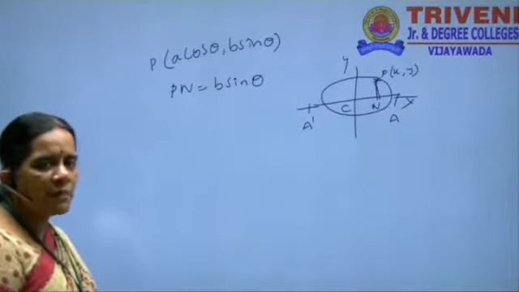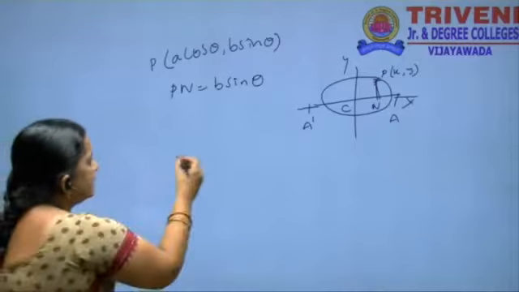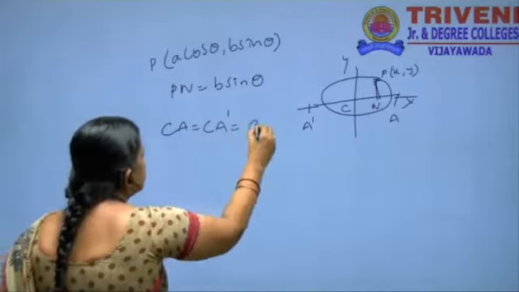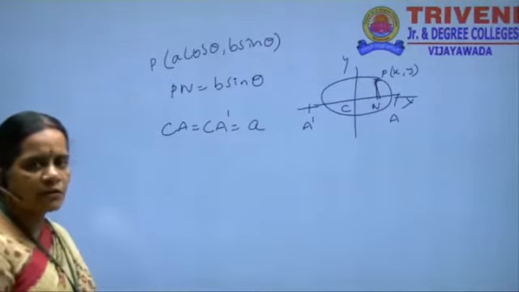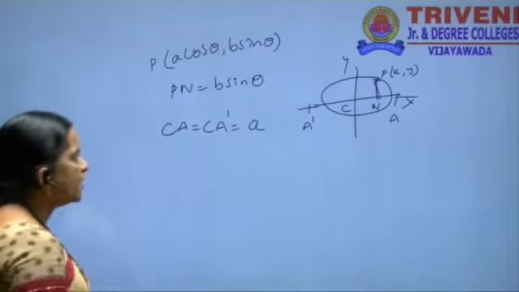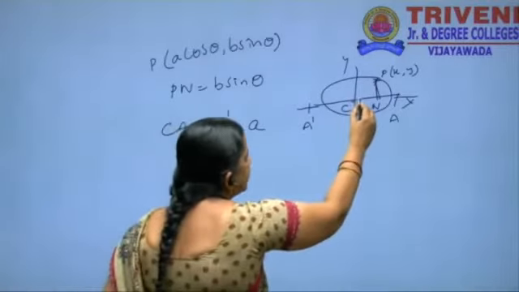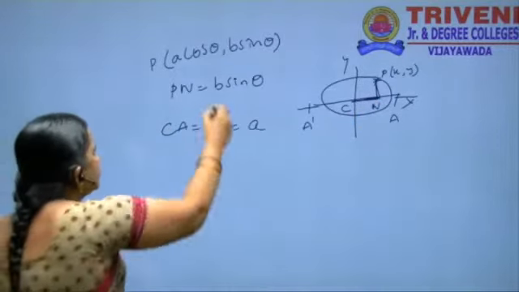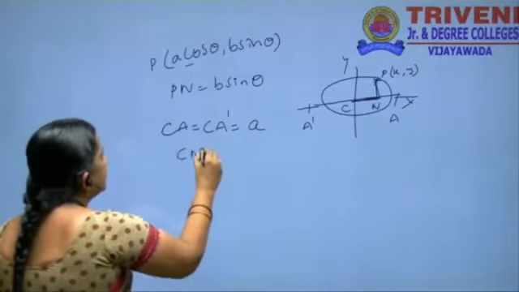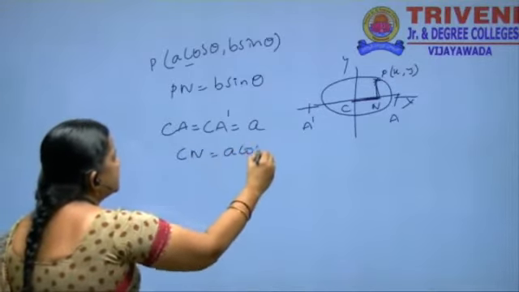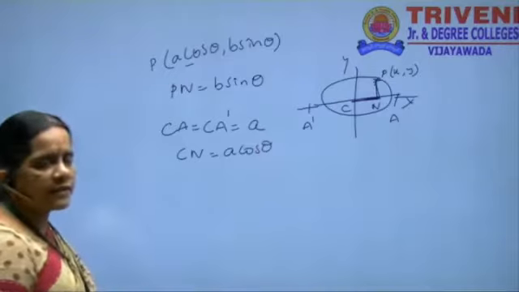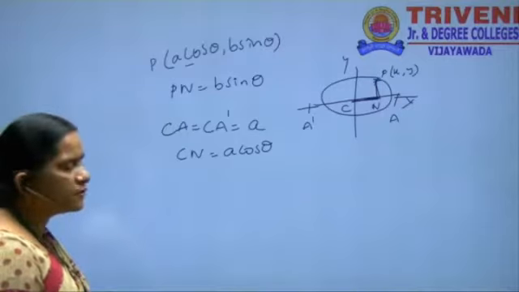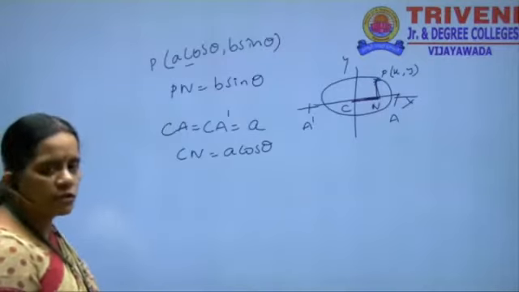In the standard form of the ellipse, you already know that CA equals CA' equals small a. Here CN is on the x-axis, and CN can be written as a cos theta. PN is b sin theta, CA and CA' are equal to a, and CN is equal to a cos theta.